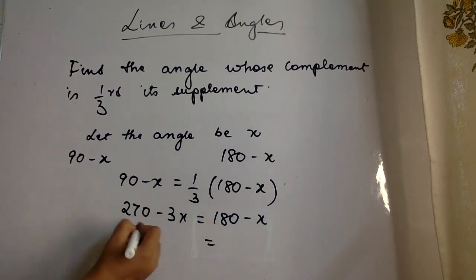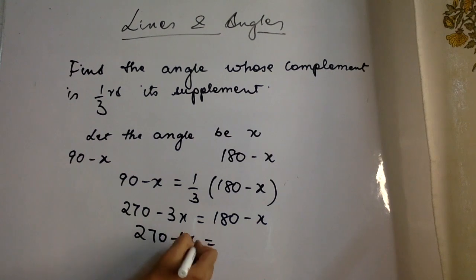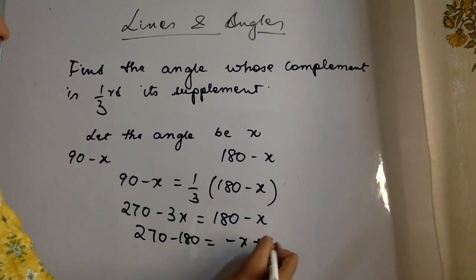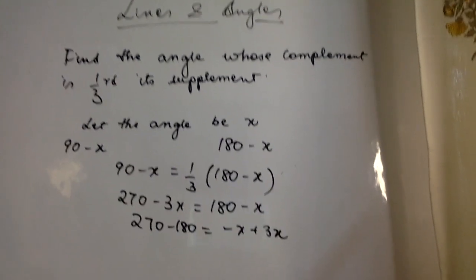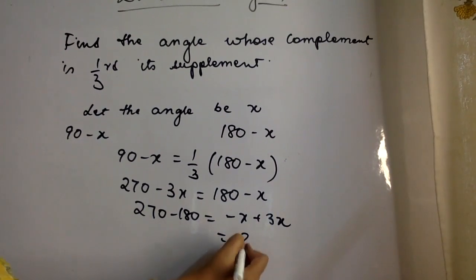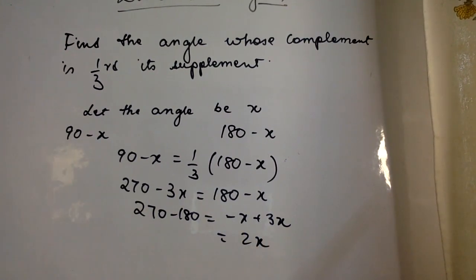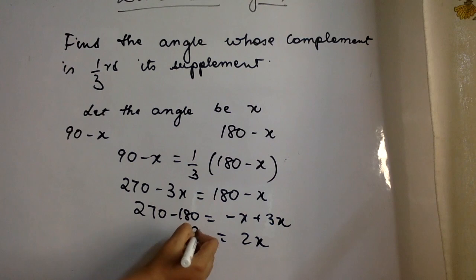Take the 3x that side, 270 minus 180 minus x plus 3x. So if we work like this, this is 2x. This is how much? It becomes a 90, right? It becomes a 90. So 2x is equal to 90.